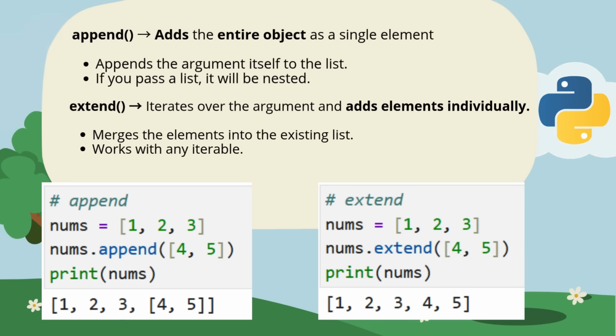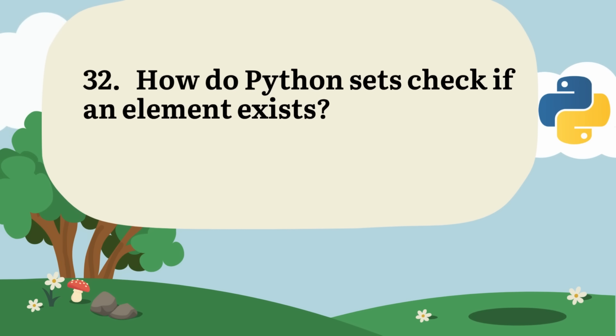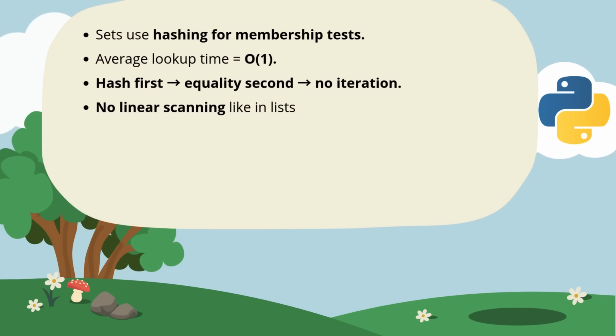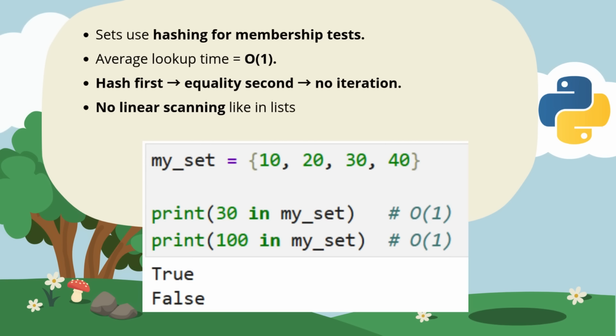And the final question of this section, how do Python sets check if an element exists? Sets use hashing. When you check if x is in set, Python computes the hash of x and jumps straight to the memory bucket in O of 1 time. That's why membership checks in a set are much faster than in a list, which requires O of n scanning.